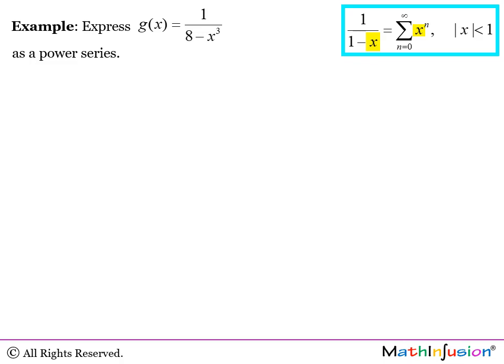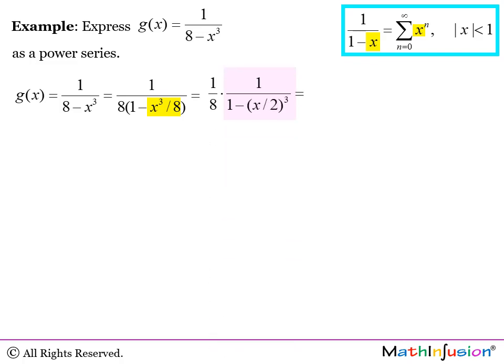Example. Express g of x equals 1 over 8 minus x cubed as a power series. Again, we are going to manipulate the given series on the top right. Because I would like to get something that looks like what we have already, which is 1 over 1 minus something, I'm going first to factor out the 8 from the denominator to get 8 times 1 minus x cubed over 8 instead of 8 minus x cubed. The 1 over 8 will be separated now, and I really want to focus on the other part, which is 1 over 1 minus some expression of x.